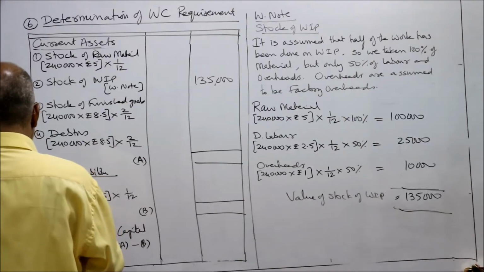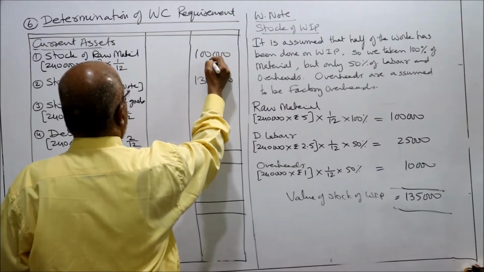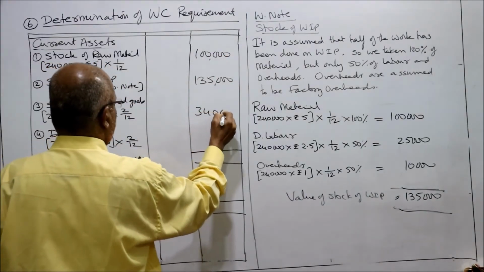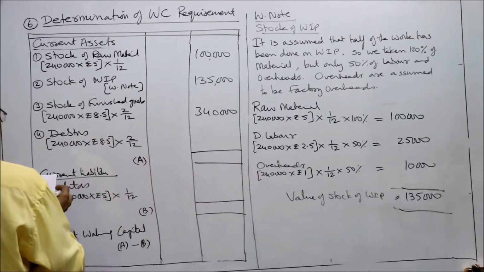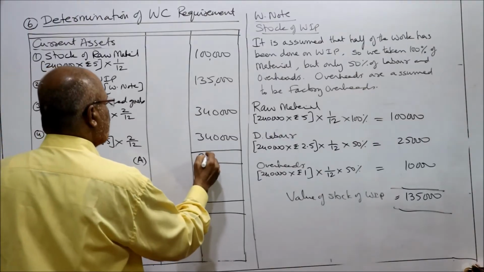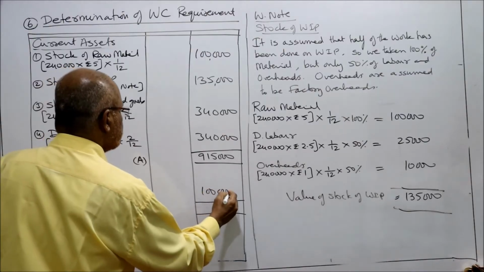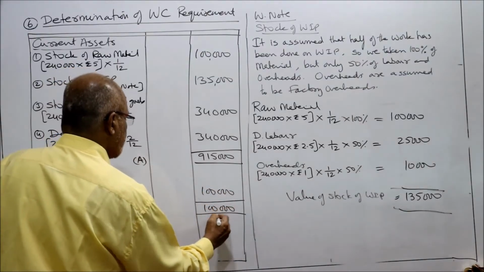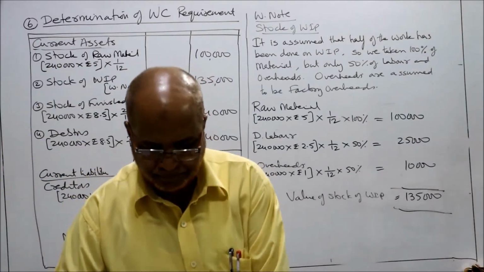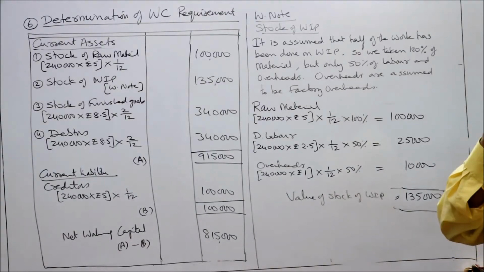Stock of raw material 2,40,000 into 5 into 1/12, 1 lakh. Then stock of finished goods 3,40,000. Then debtors 3,40,000. Total is 9,15,000. Creditors are 1 lakh. 8,15,000. That's it. We got it. 8,15,000 is the net working capital.